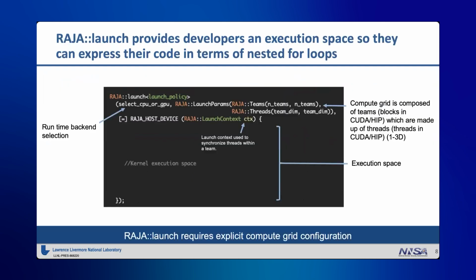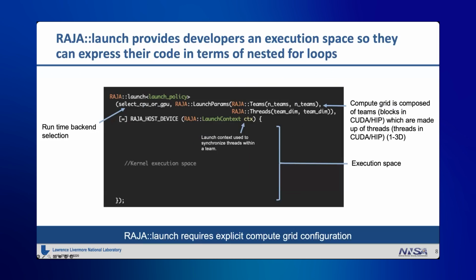So an alternative to this is the RAJA Launch API. The RAJA Launch API provides developers an execution space so they can express their code in terms of nested for loops. The Launch API has a runtime backend selection, so you can choose to dispatch the code on the CPU or GPU. And Launch is very explicit about device execution.